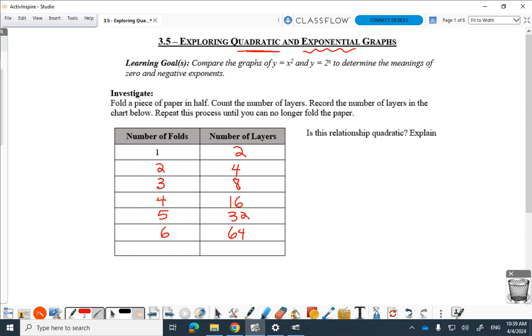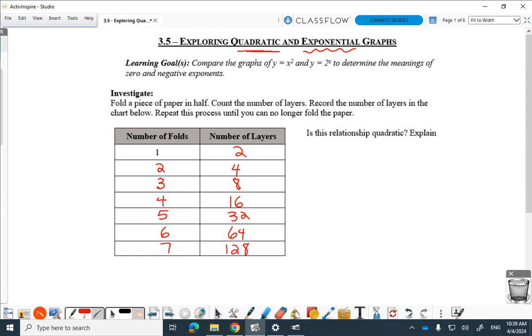The 7th fold. Maybe I can sort of cheat and do 7, but can you see there's no way I'm doing 8? I can do it in theory in my brain, but I can't actually do it. But after 7 folds, 128.